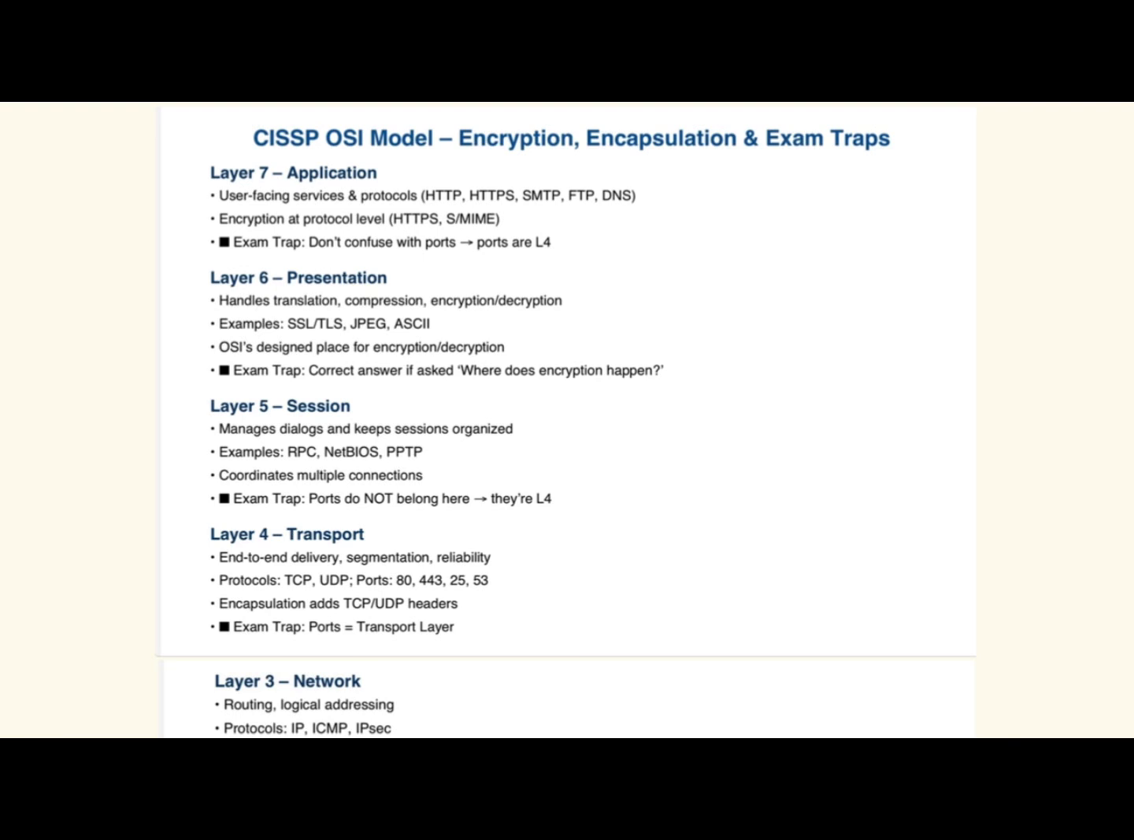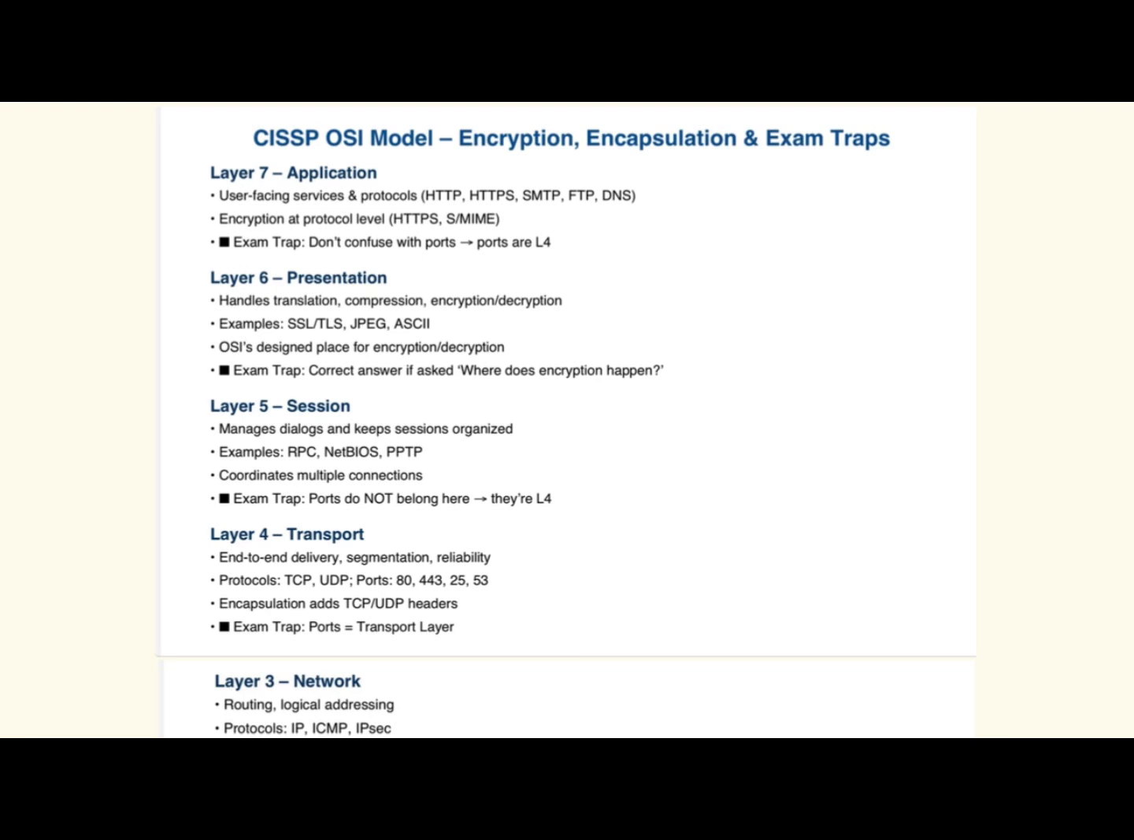A presentation layer handles translation, compression, encryption, and decryption. So encryption and decryption are handled here. For example, SSL, TLS, MPEG, JPEG, ASCII. So OSI designed a place for encryption and decryption. So exam trap could be that if asked where does encryption happen, it is layer 6.